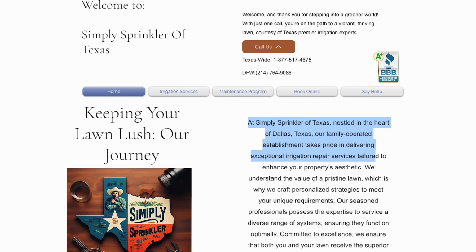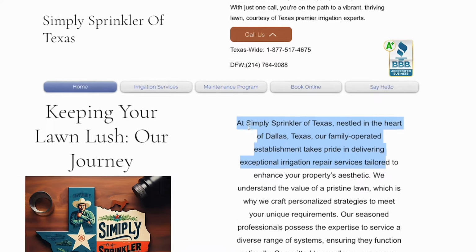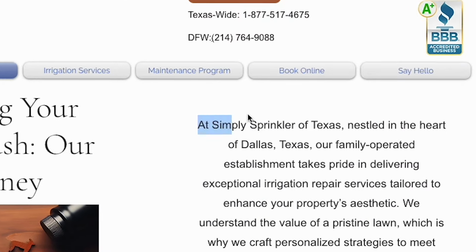So you can see the difference in quality. This is basically text and a few images. And another thing to note is that they're immediately talking about themselves. So that's a big no-no.